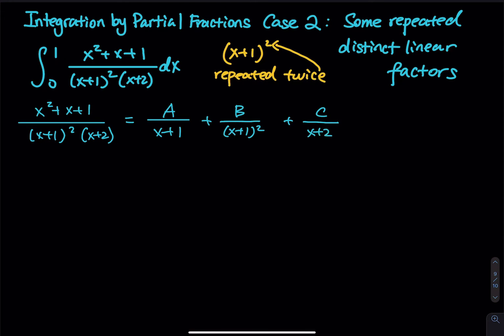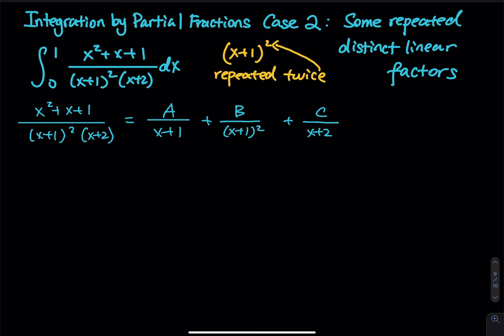Okay, what if x plus 2 is raised to the second power? Then we need a C for x plus 2 and a D for x plus 2 squared. What if x plus 2 is raised to the third power? Then we need C for x plus 2, D for x plus 2 squared, and E for x plus 2 to the third power. So we need one letter for each power.